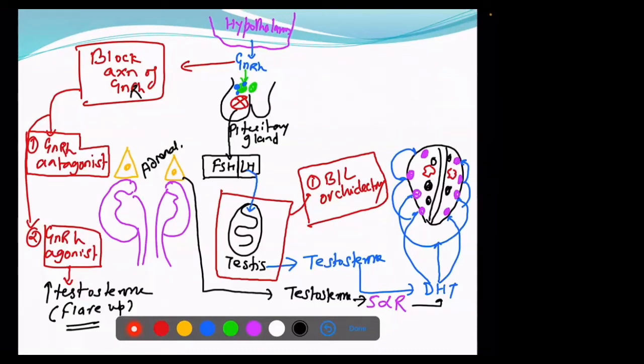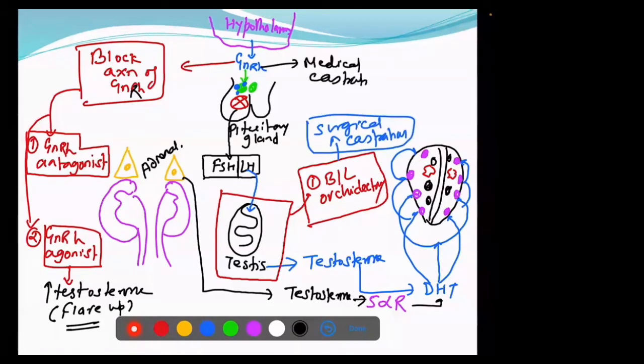What is castration? Castration means removing testes, right? So this is surgical castration, as we have removed it surgically. Medical castration means we have given the drug so that it blocks the activity of GnRH, leading to no testosterone production from the testes. That's why it is known as medical castration. Surgical castration or medical castration.